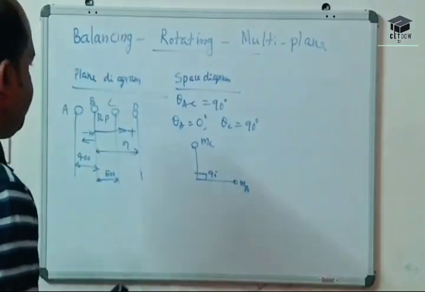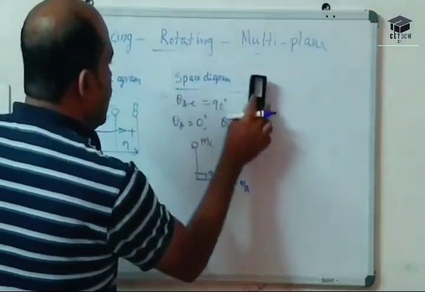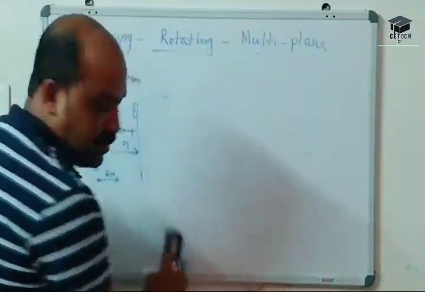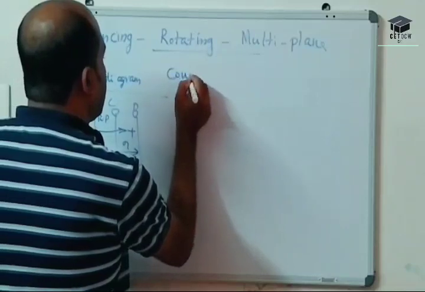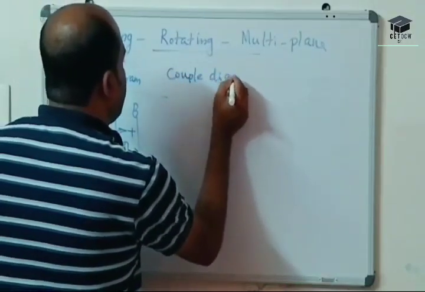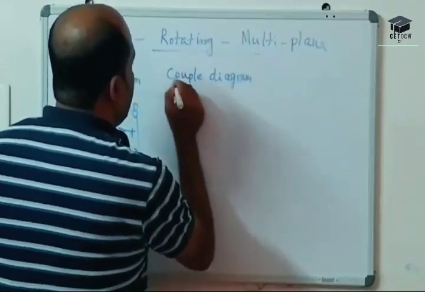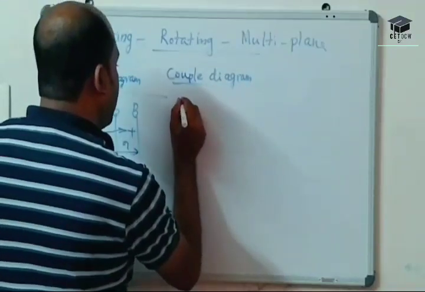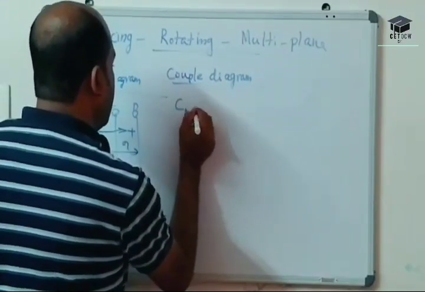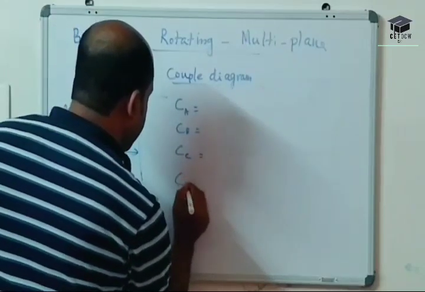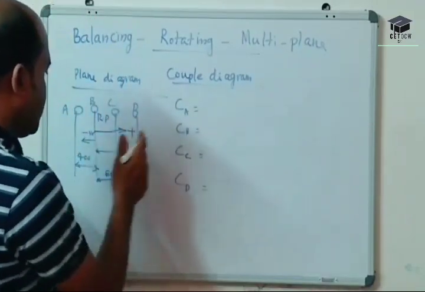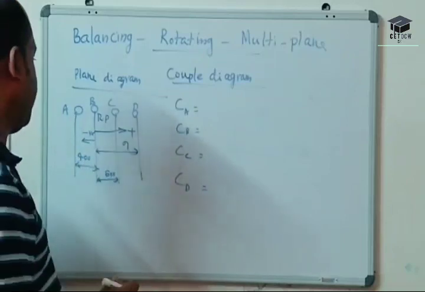Alright. Next we can draw the coupled polygon, the coupled diagram. To draw the coupled diagram, we need to calculate the value of couple: CA, CB, CC and CD. All this should be with respect to B as reference.